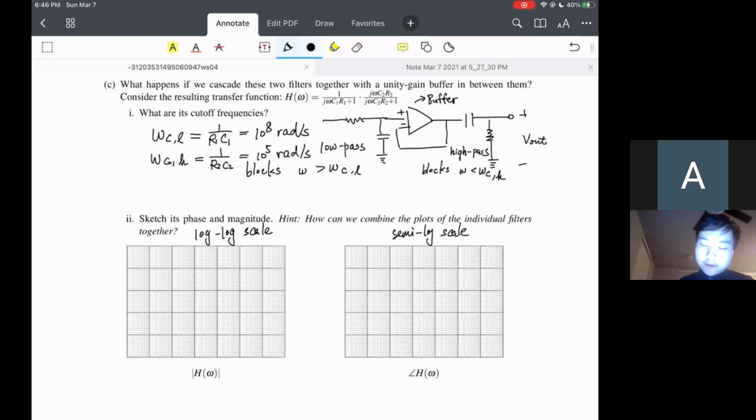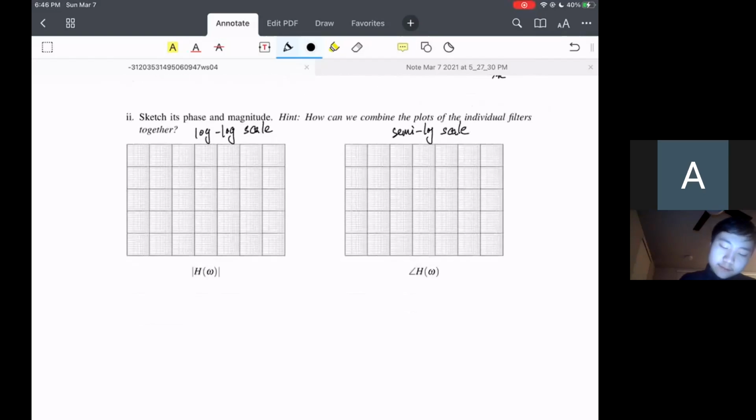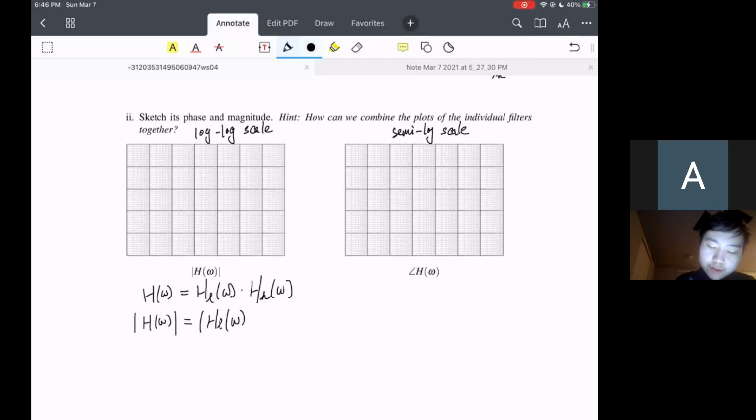Okay. So since H of omega is equal to the transfer function of the low-pass filter times the transfer function of the high-pass filter, we know that its magnitude, as we pointed out before, the magnitude of the product in complex numbers is just the product of the magnitudes. It's just going to be the magnitude of the low-pass transfer function times the magnitude of the high-pass transfer function.